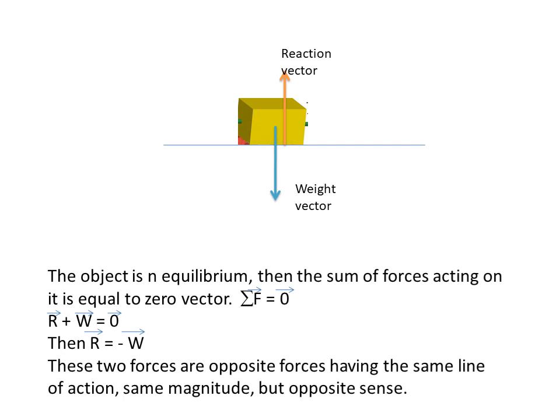So whenever two forces are acting along the same line of action with the same magnitude, but they have opposite sense, usually the object is said to be in equilibrium. It means it's not moving.